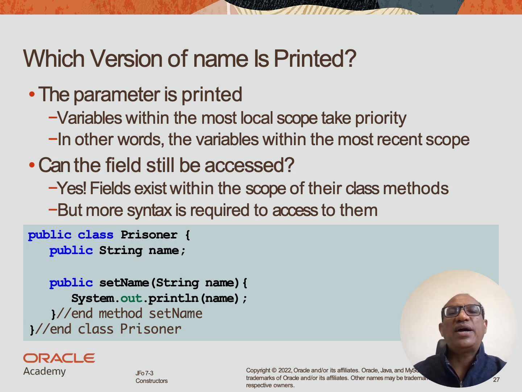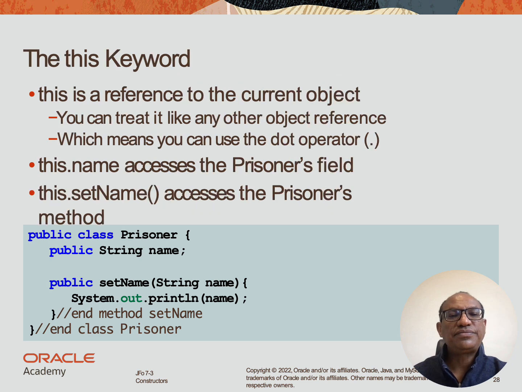So how do we access the field? Use this keyword. It refers to the current object, just like a remote that controls its own TV. So this dot name assigned name. Now Java knows, hey, the one on the left is the field, the one on the right is the parameter.